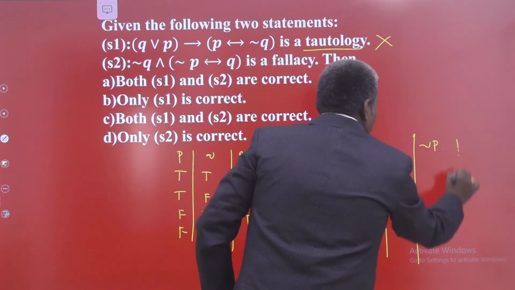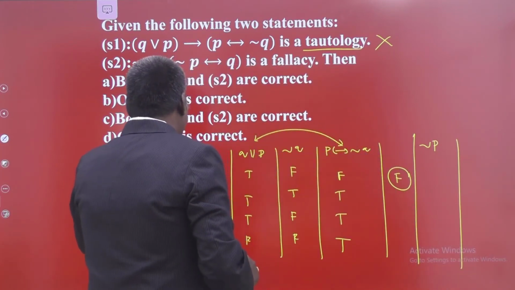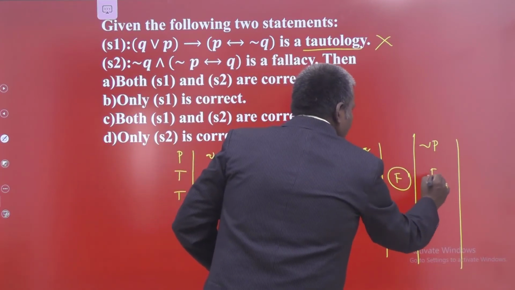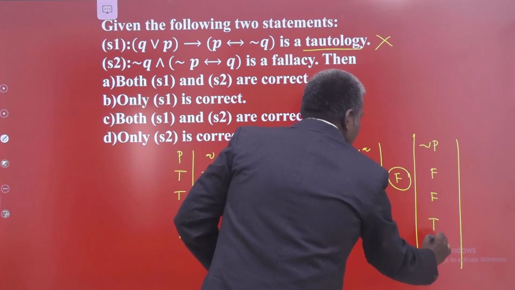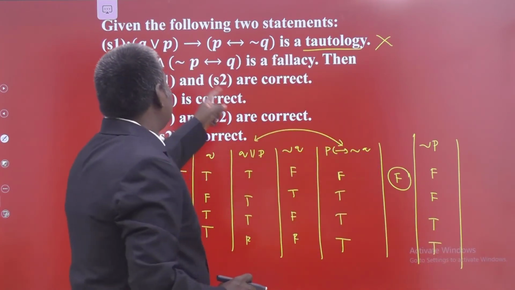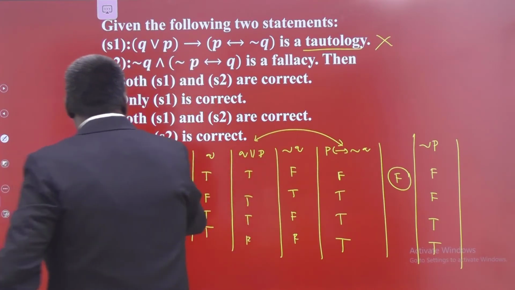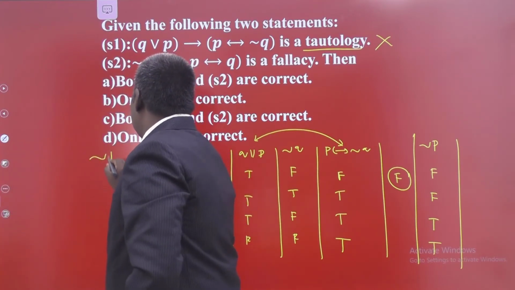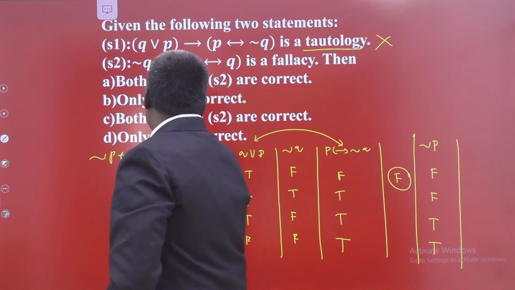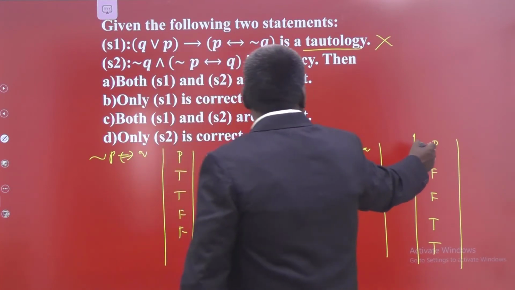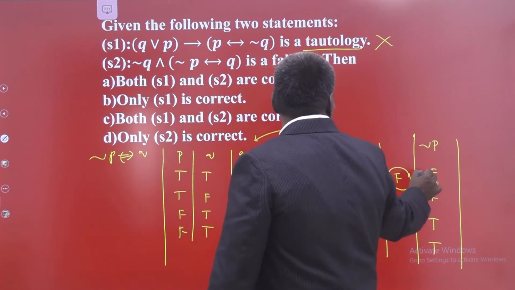Negation of P is what here? False, false, true, true. This is negation of P. Now negation of P implies Q. I am going to prepare it here. This is negation of P implies Q.